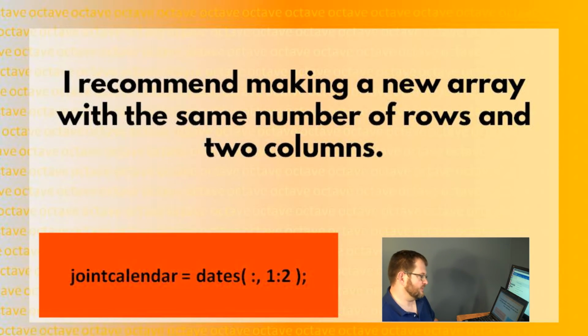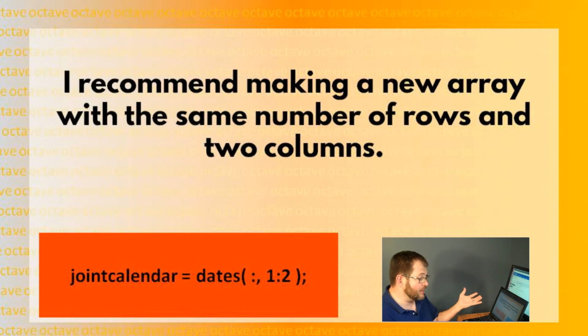Okay. I experimented with a couple of different ways to make this work, and in my experience, it worked best if I made myself a new array, I called it joint calendar, that put together that calendar A and calendar B into one new array that had 2 columns. Okay? It was just easier to explain. It took fewer lines to explain what's going on here.